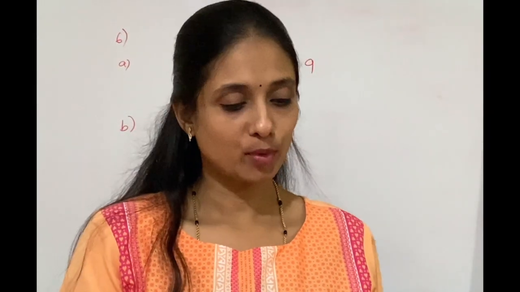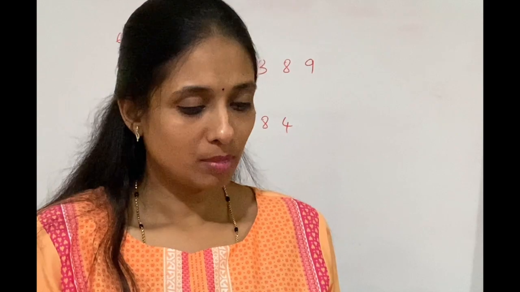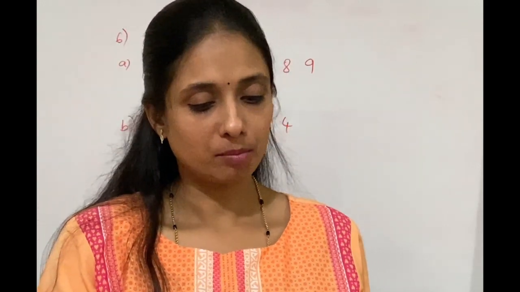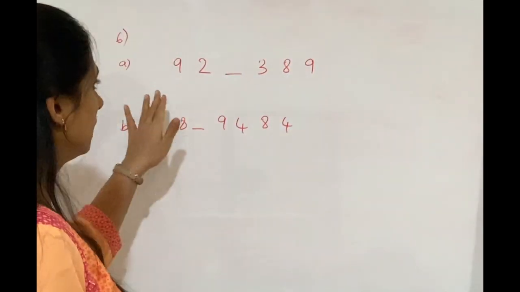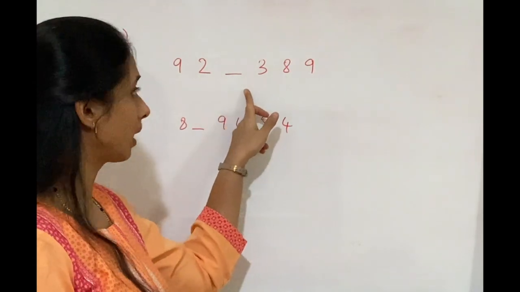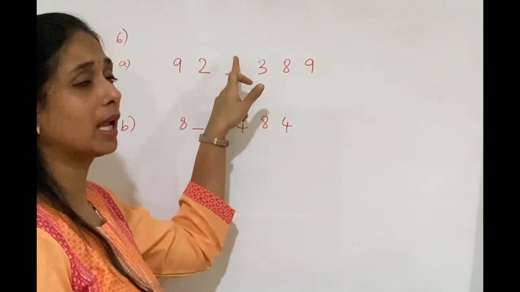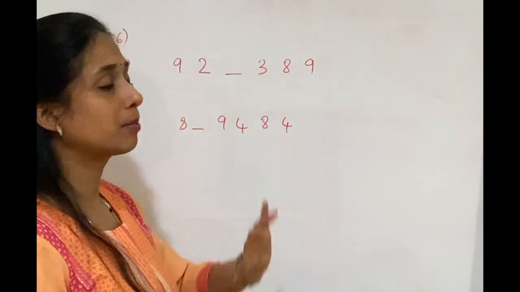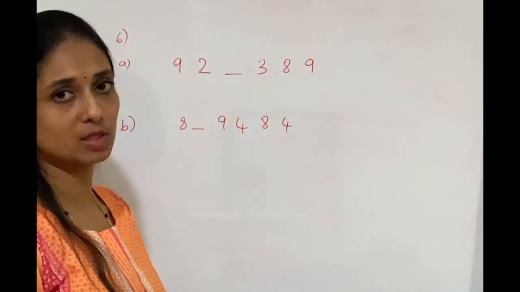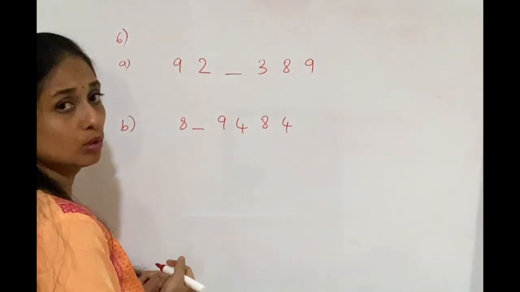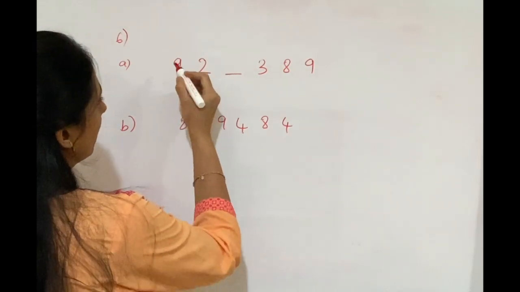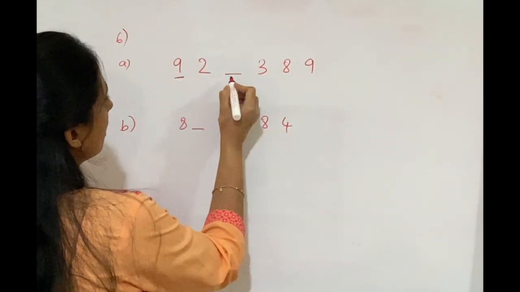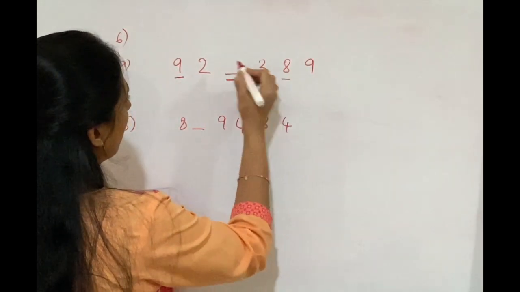Let's do the last problem. Write a digit in the blank space of each of the following numbers so that the number formed is divisible by 11. Okay. So we have two numbers here. In this number we have a blank. We have to fill this with any number so that this number becomes divisible by 11. So what is the divisibility rule of 11? We have to choose the alternate digits and add.